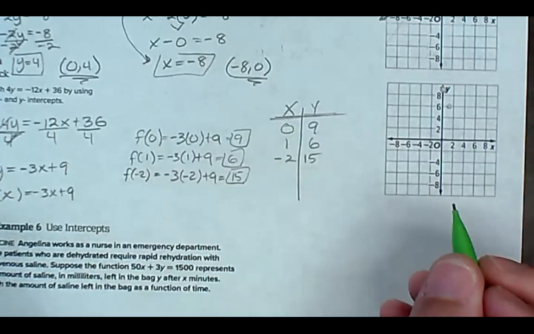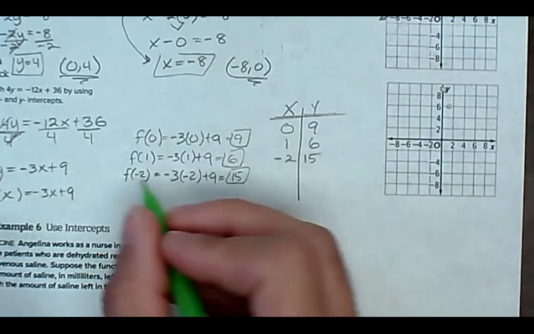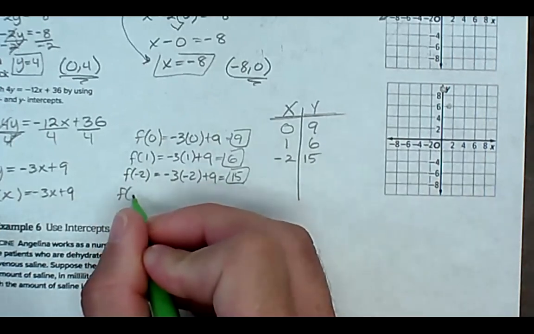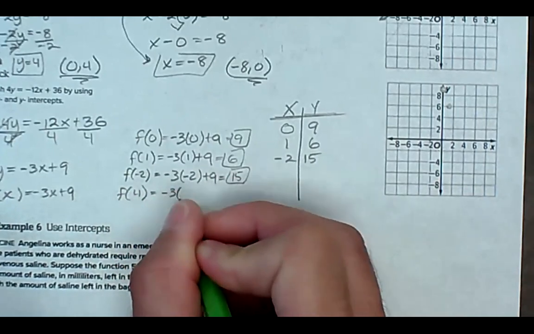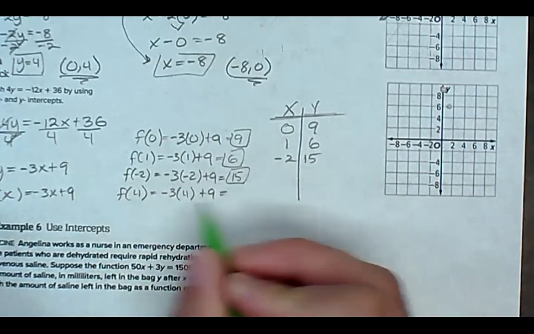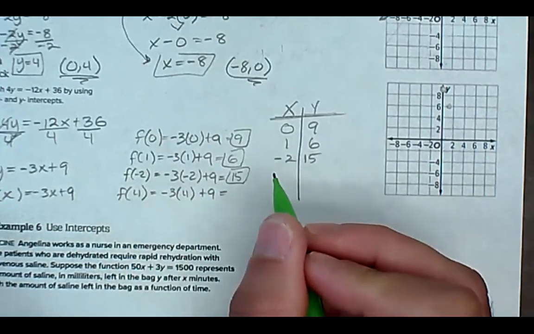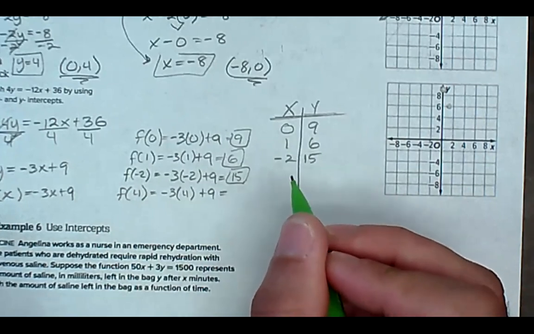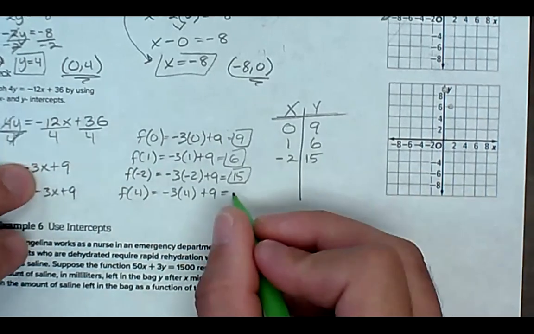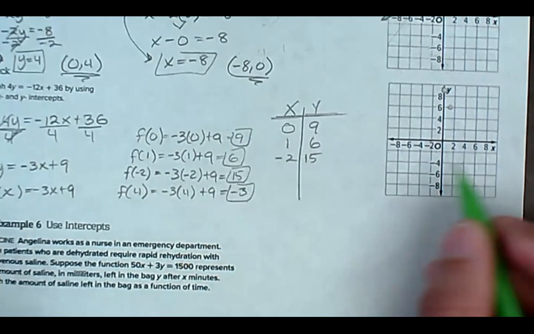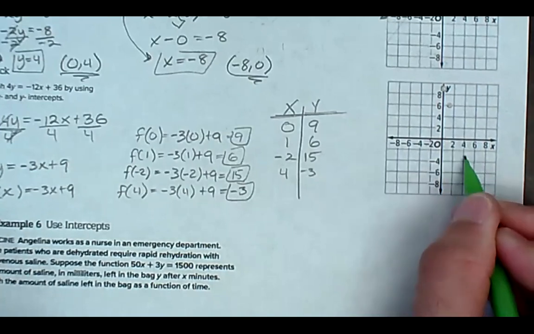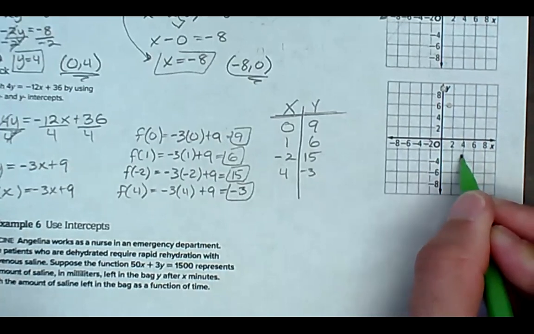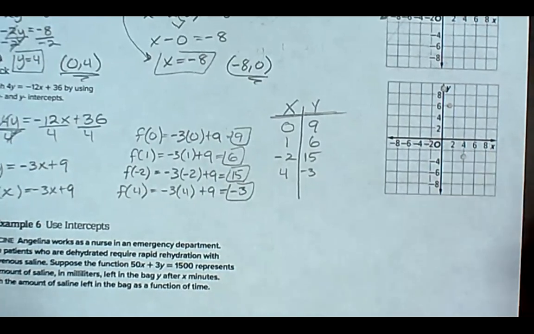Let's go with 3, f of 3 maybe? Oh, let's go with 4. -3 times 4 plus 9. -3 times 4 gives me -12. -12 plus 9, 9, 10, 11, 12. So that's going to give me -3. So at 4, I will be at -3, right here. Okay. Cool. I think that's going to be good enough.